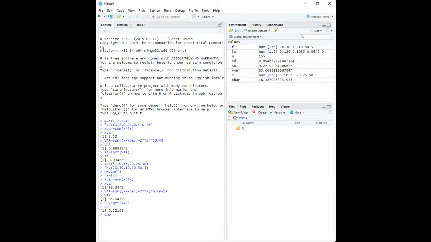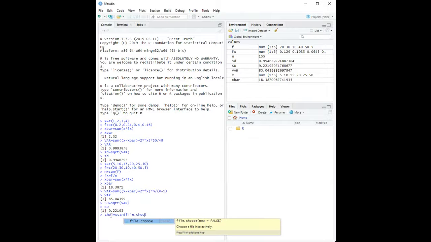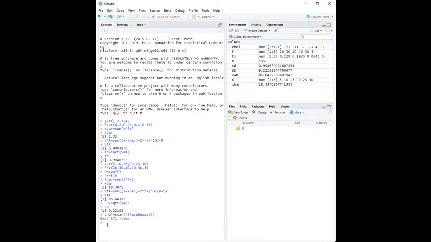So I'm going to do CHOL, which is cholesterol levels, equals scan file, and then we're going to do file choose, just so that it opens up that window. And then I'm going to go ahead and look for that in my downloads, and here it is. So now it says read 171 items. Okay.